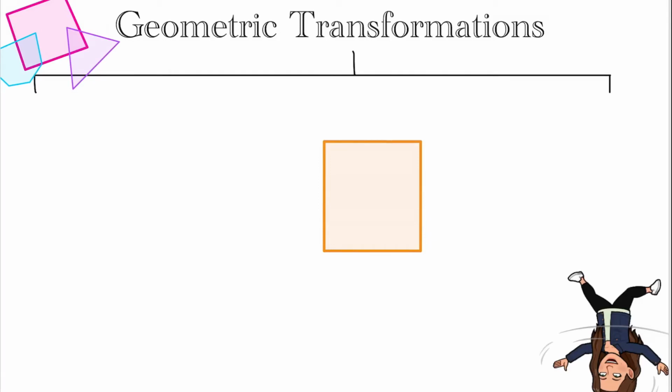We're going to talk about geometric transformations. So geometric transformations just means the different ways that you can move a shape on a coordinate plane. There are two types of transformations. There are what we call rigid motions or rigid transformations, and then there are non-rigid motions or non-rigid transformations.